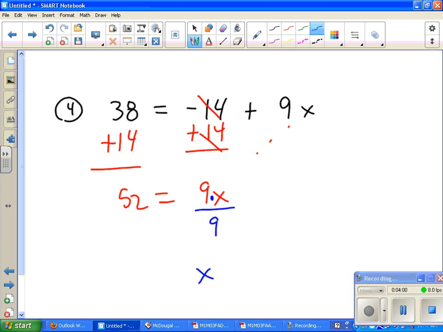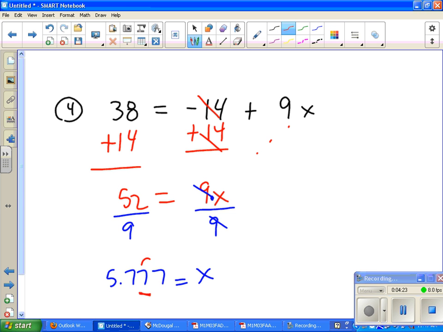You want to keep x, so divide by 9 and cancel them out. You divide by 9 on the right, you got to divide by 9 on the left, and 52 divided by 9 is 5.777. It repeats. Again, if you look at the top of the directions, we're rounding to the nearest hundredth, so you want the second digit, that's the hundredth place.